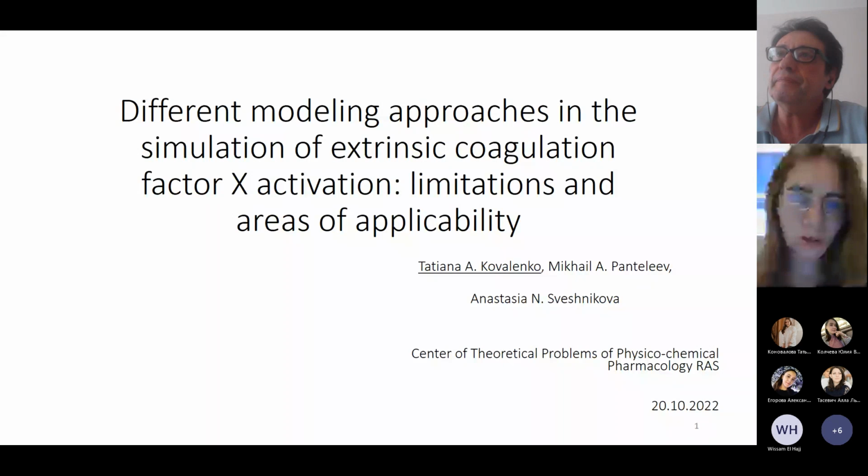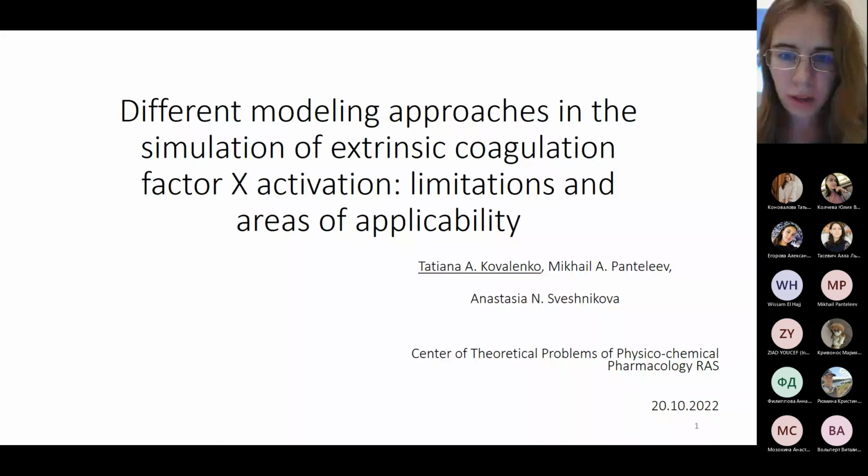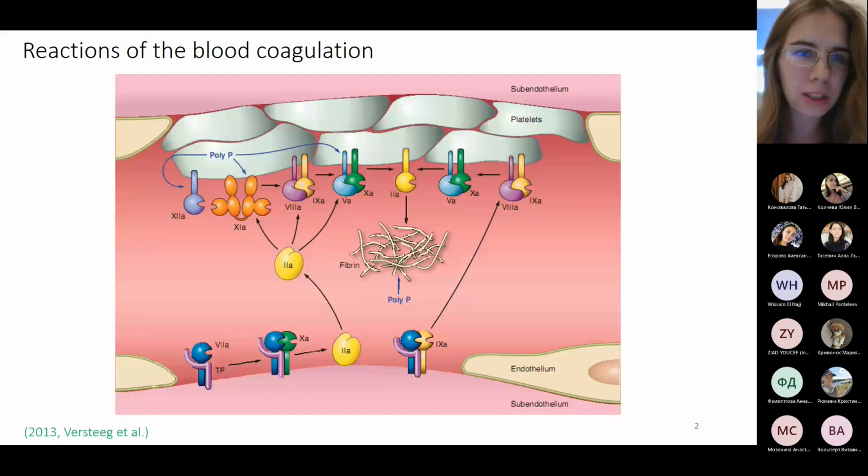Thank you for the opportunity to make this report. My name is Татьяна Коваленко, as it was already said, and the main topic of my speech will be the blood coagulation cascade. It is the system of proteolytic reactions in the blood plasma. And it is quite a complex system of reactions. Many proteins of blood plasma participate in this cascade.